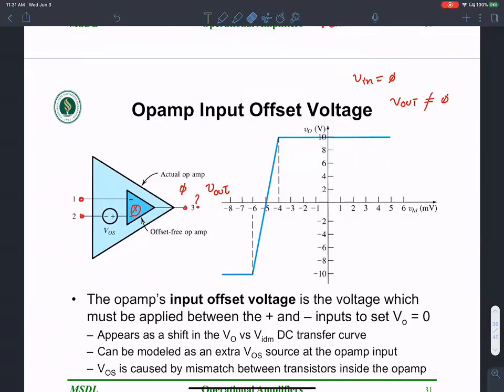If you divide the V output by the open loop gain of the circuit, you get what is known as input offset voltage. Does it make sense? So it's kind of like an error voltage. Yes, that error is coming because of the mismatch between the circuit components that are sitting inside the op-amp.